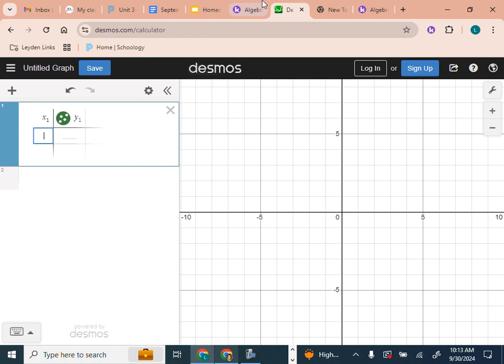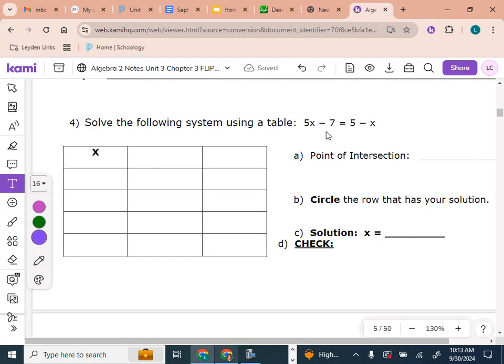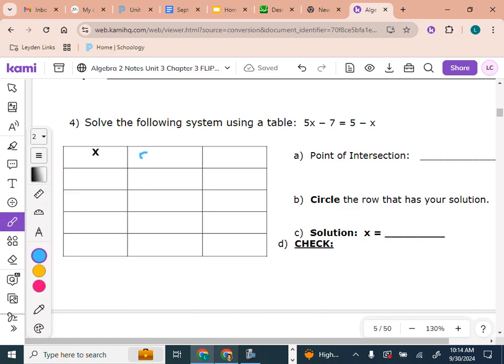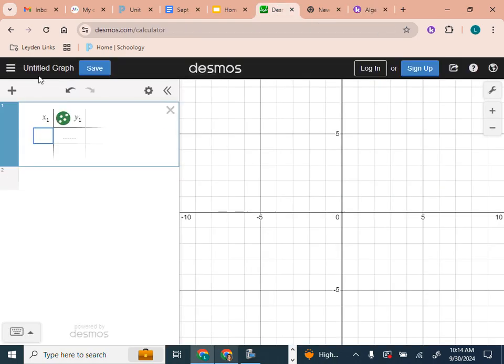Okay, now in our table is just going to be the two equations. So 5x minus 7 in one column and 5 minus x in the other. And we are just going to create this table, erase the x's, and completely copy down what we had. So erase the little ones, just put x, 5x minus 7, and 5 minus x.